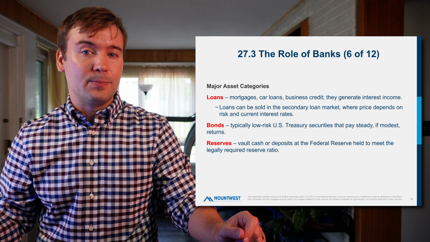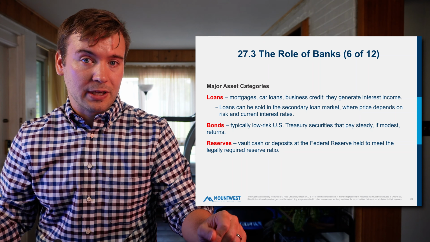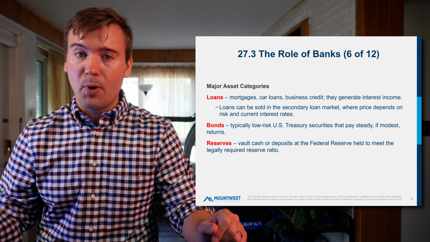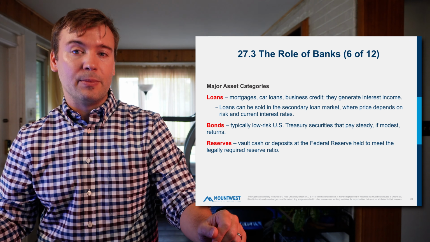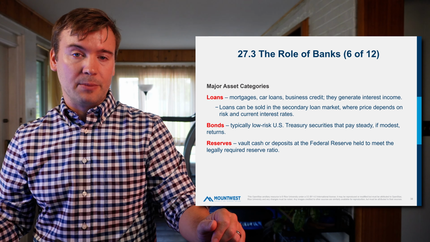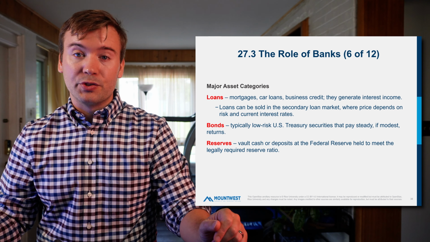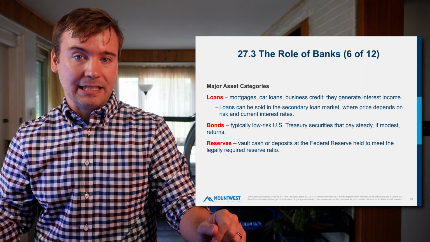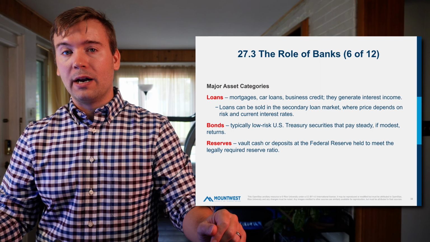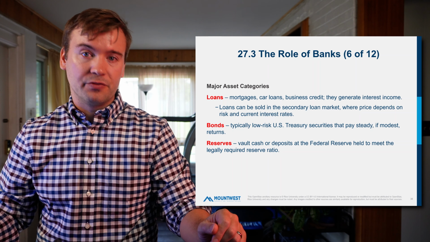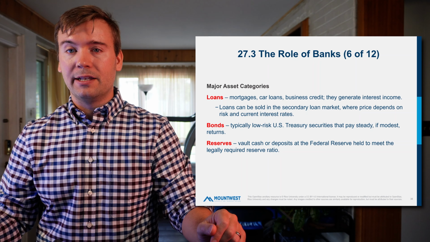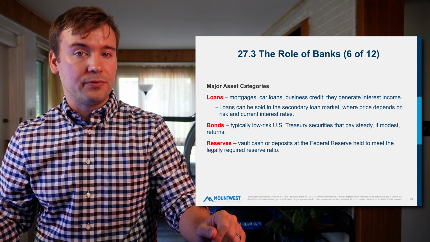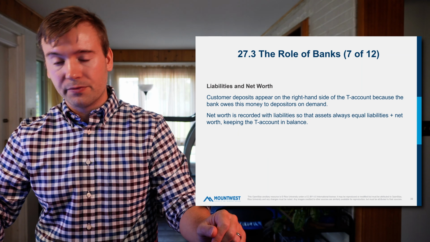Another key asset is bonds, especially low-risk U.S. Treasury securities. Banks will purchase these U.S. Treasury security bonds, and that provides to them a steady, modest stream of income. And then finally, reserves represent cash the bank keeps on hand, either in its vaults or as deposits at the Federal Reserve Bank. These are held to meet daily customer withdrawal demands and to satisfy the legally required reserve ratio that's set by the Federal Reserve.